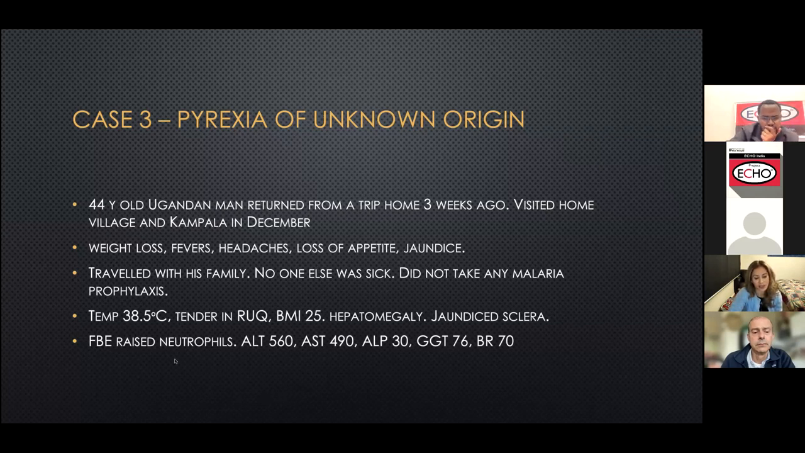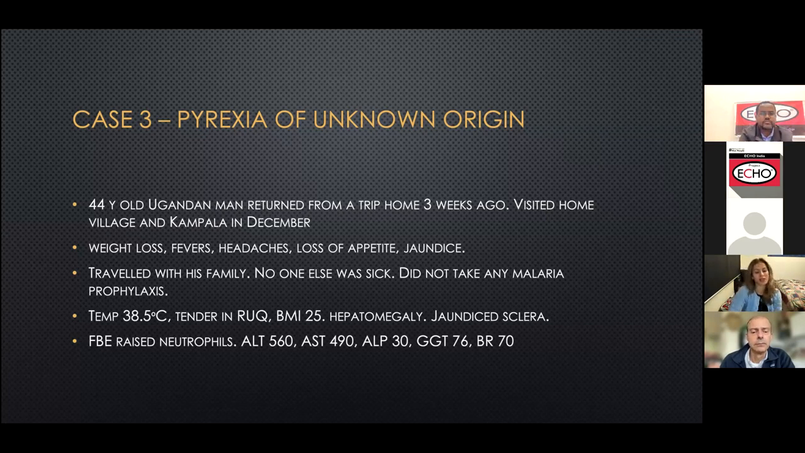So his full blood count showed a little bit of elevated neutrophils. He had hepatitis, AST and ALT were both elevated. His GGT was elevated, and his bilirubin is elevated. And this is not the same units that you usually use. To convert this, I think this would be a bilirubin of around 10 or so. It's elevated.